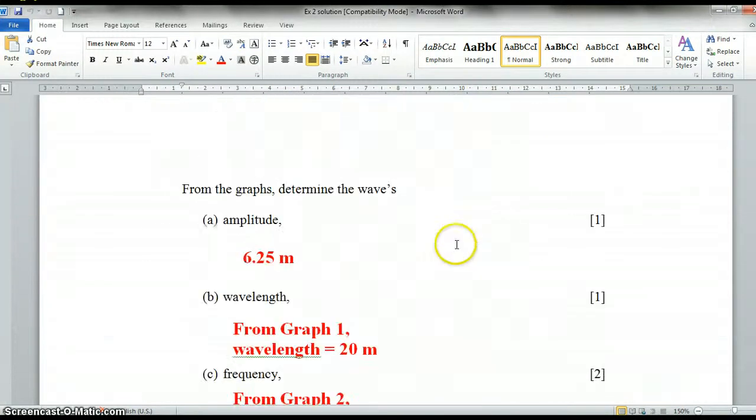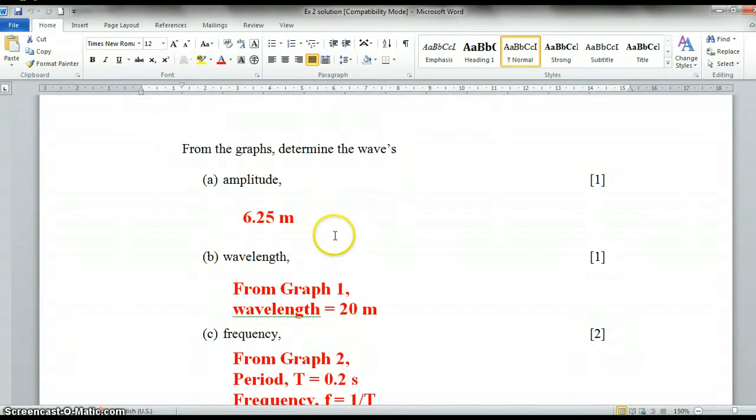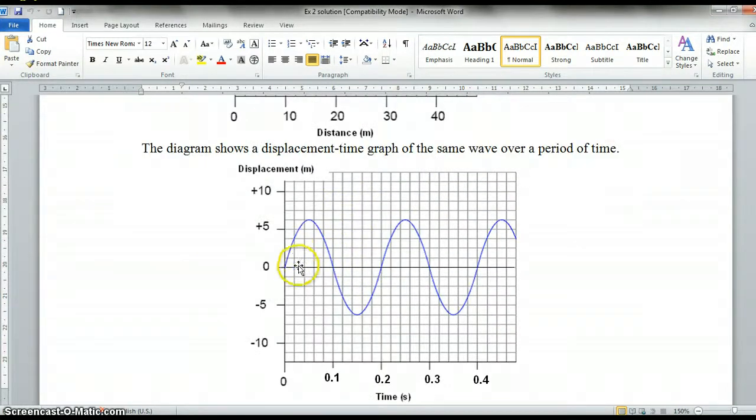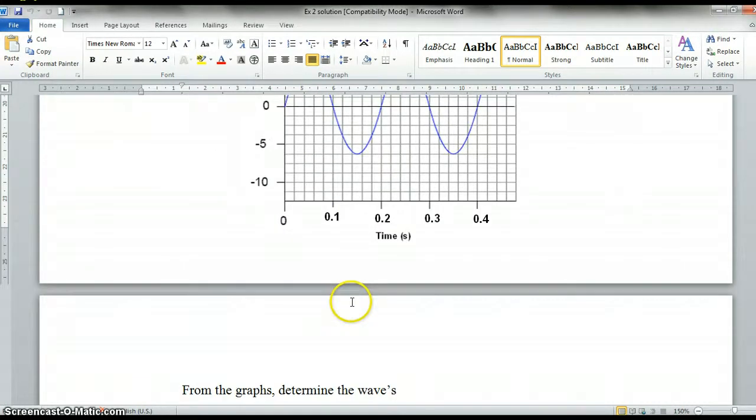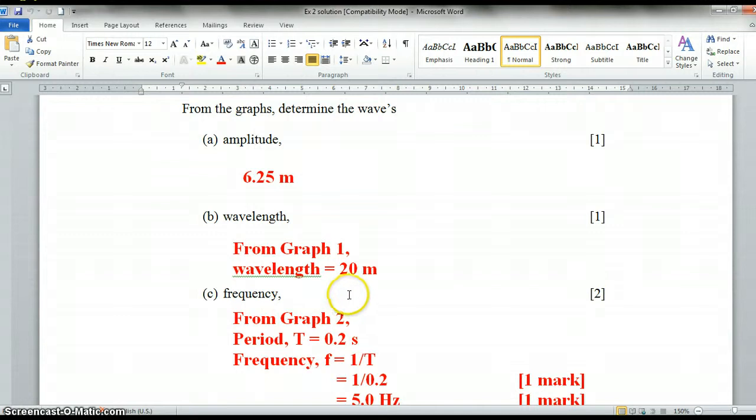From the graph, determine the wave's amplitude: 6.25. Many students are tricked. Why is it 6.25, not 6? Because 4 units represent 5 meters. So 6 units represent, go and do a calculation, it should be 6.25 meters.